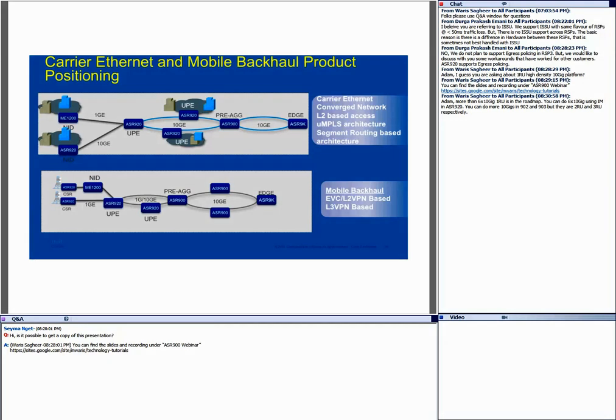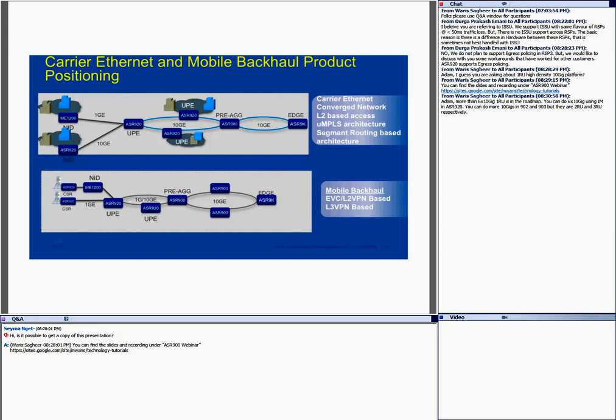Okay, finally talking about product positioning. I know we are already 4 minutes past, so I'm going to quickly talk about product positioning, and then I'm going to quickly talk about EPN. Those are the last 2 topics.